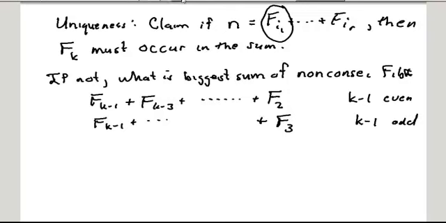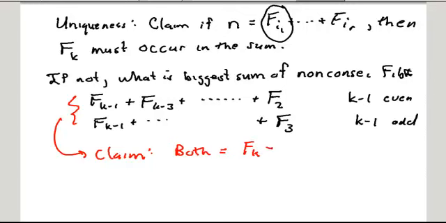And a claim, you have to go back to the earlier problem on sums of consecutive Fibonacci numbers. Both of these are equal to fk minus 1. And I get a contradiction. Okay, I think I've said enough on that one.